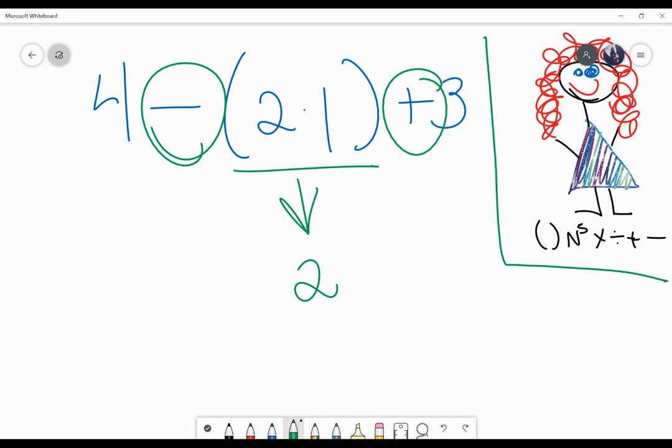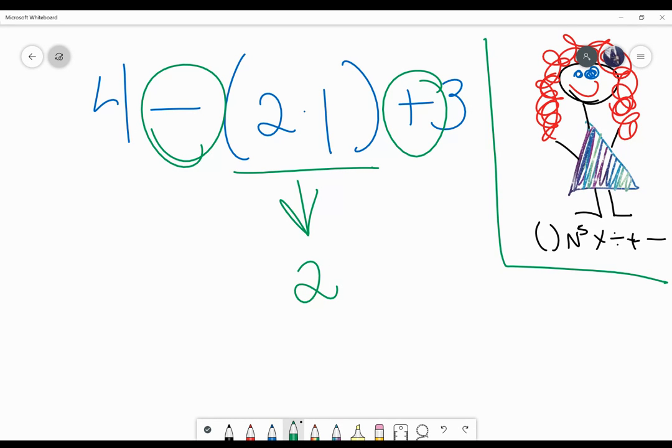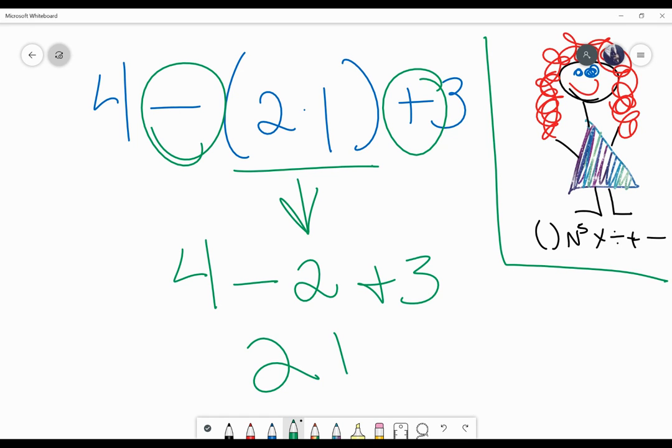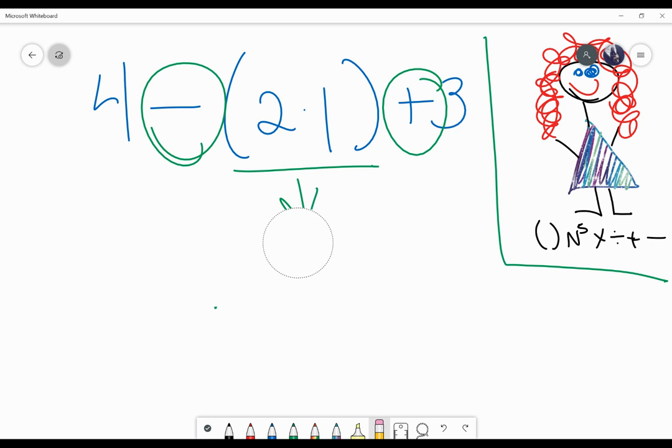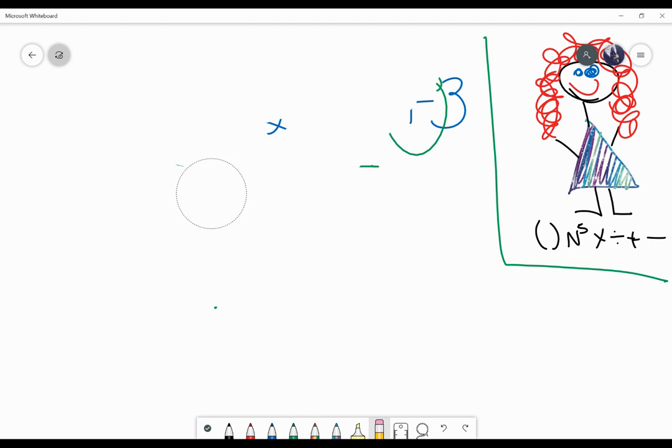And now I have subtraction and addition. And they can often be done from left to right at this point. So let's do 4 minus 2 plus 3. 4 minus 2 gives me 2. And plus 3 equals 5. And so that pretty much gives you a good understanding of an order of operations in 5 minutes or less.